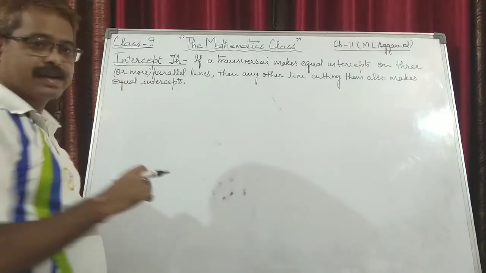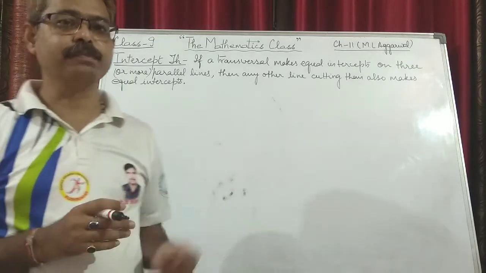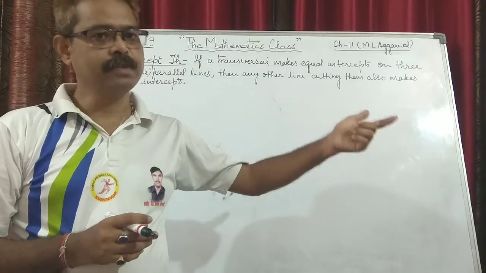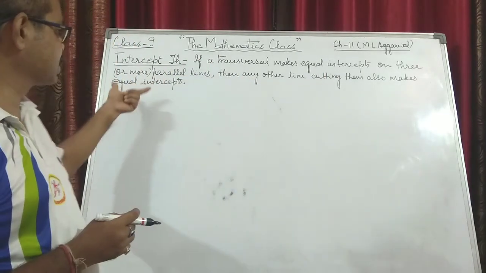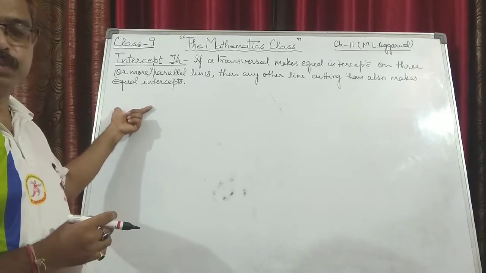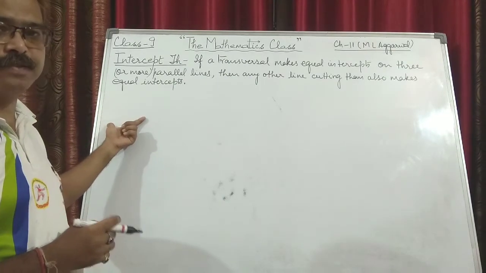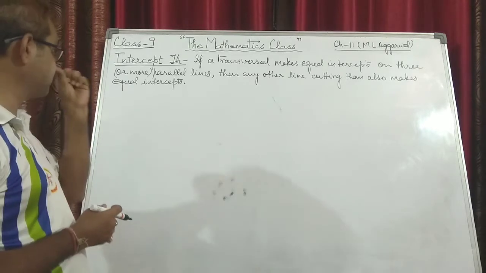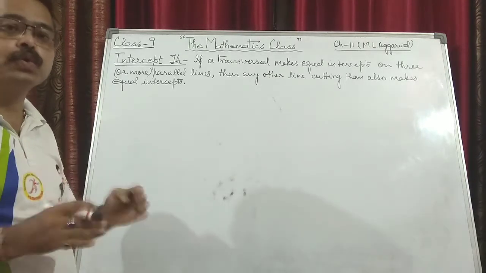Now what is the statement? As I told you that whenever you have to prove something, you need to have a statement. Then with the help of the statement we draw the diagram. With the help of the diagram we write what is given, what is required to prove, then any construction if required from our side, and then the proof. These are the steps when we prove a theorem.